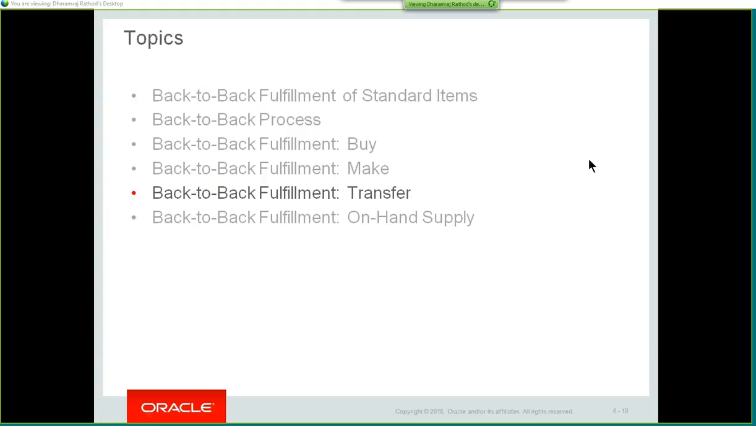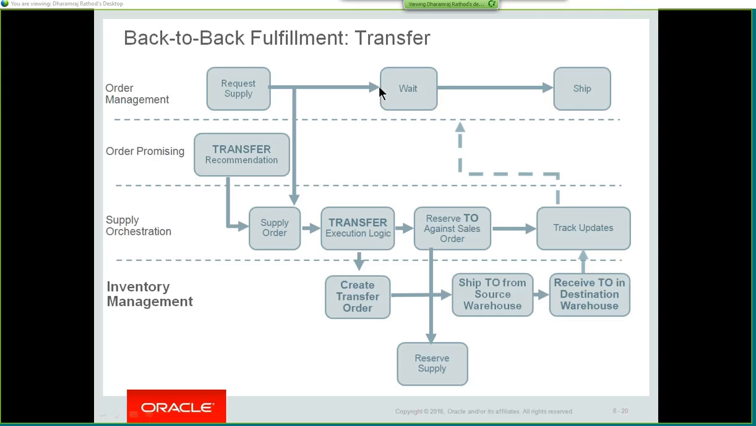I'll talk about that. If it is transfer, you're trying to transfer within the warehouses. Supply chain orchestration would create a transfer order, and then the transfer order will be sent to inventory, and inventory, or the logistics, would know from which organization to which organization. Then this reservation would be between the transfer order and the order management till the goods or materials are available in the destination warehouse, and then you would eventually ship it to the customer.